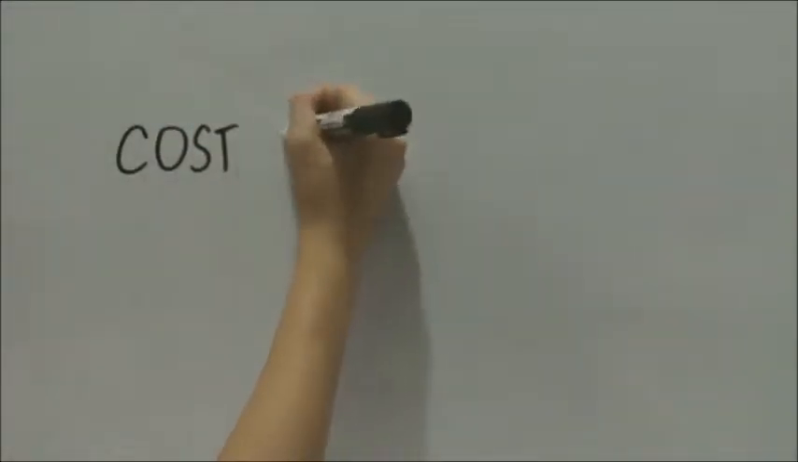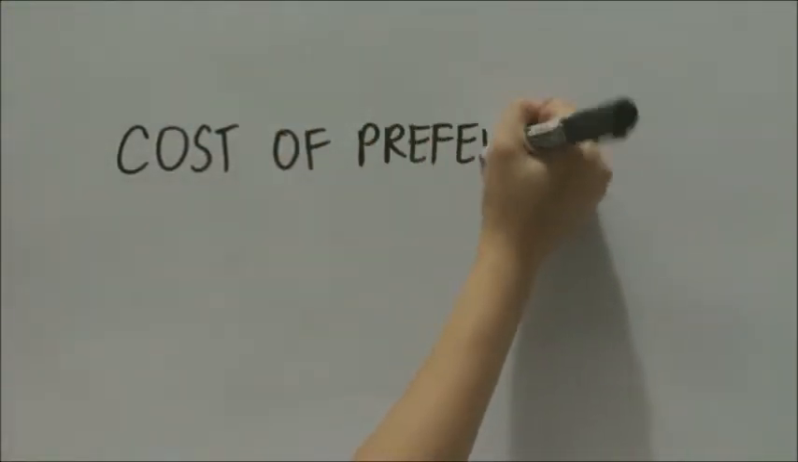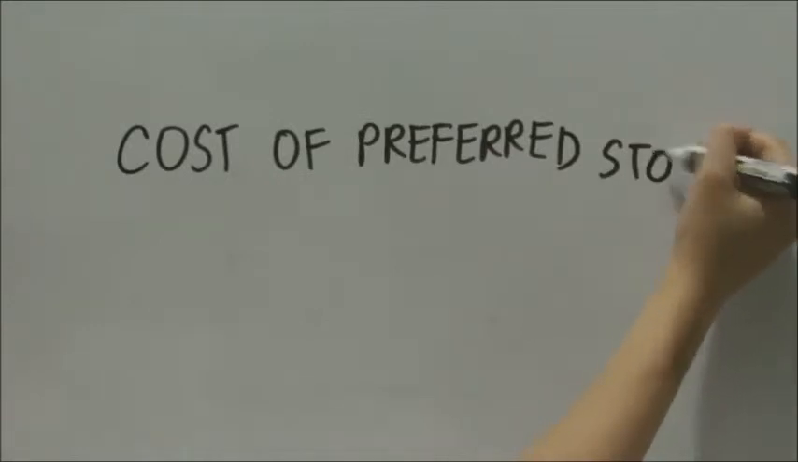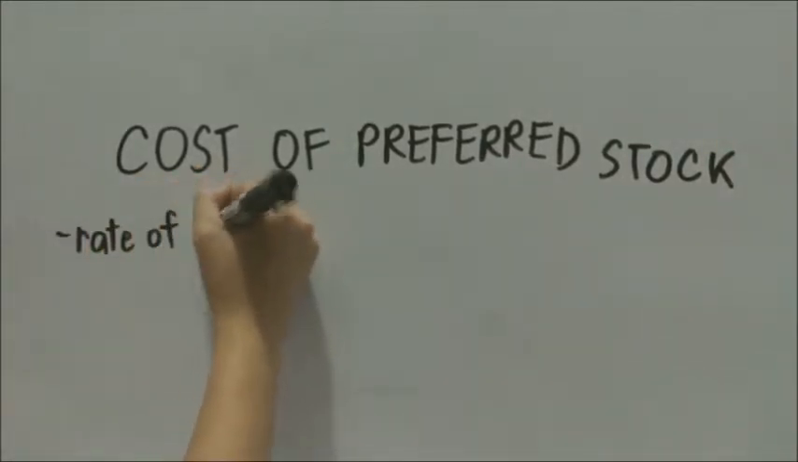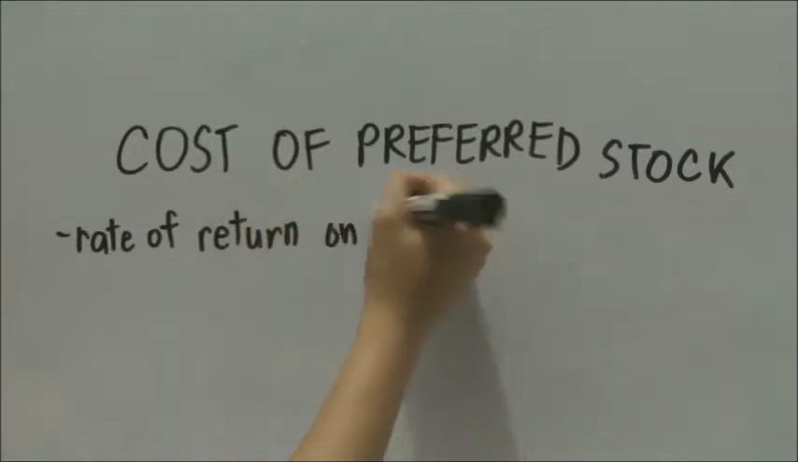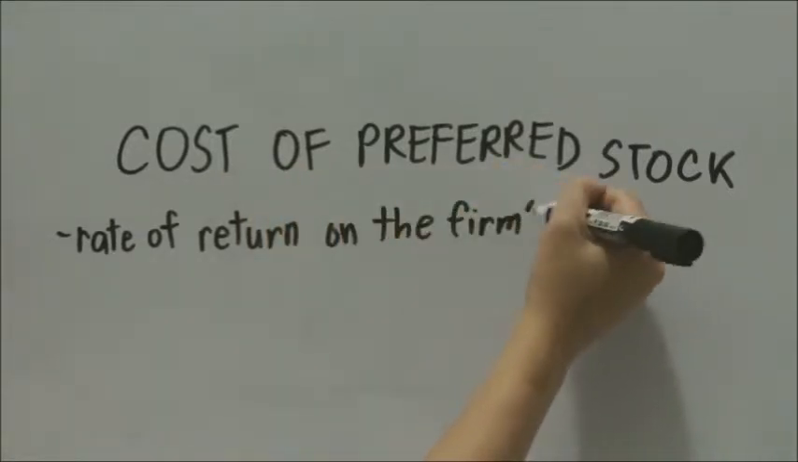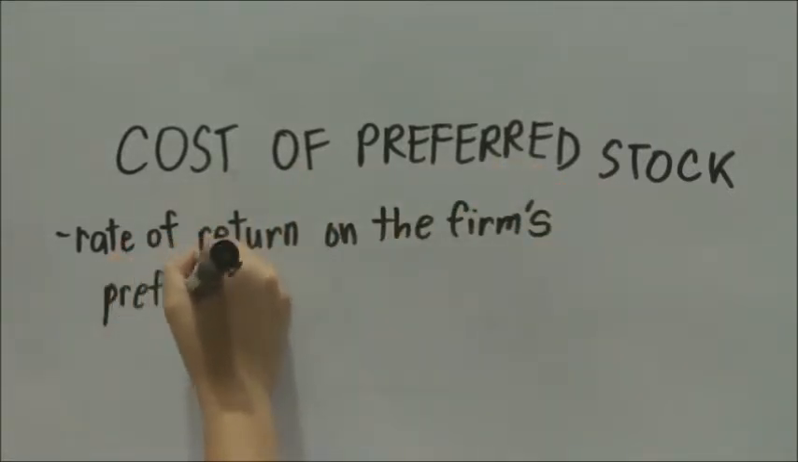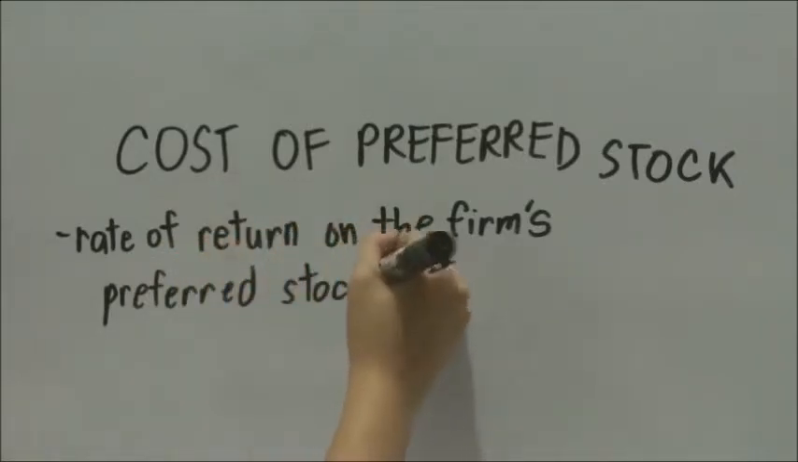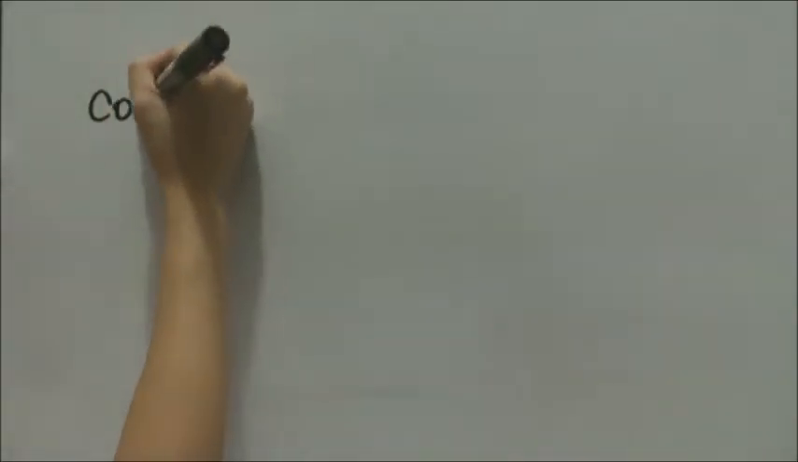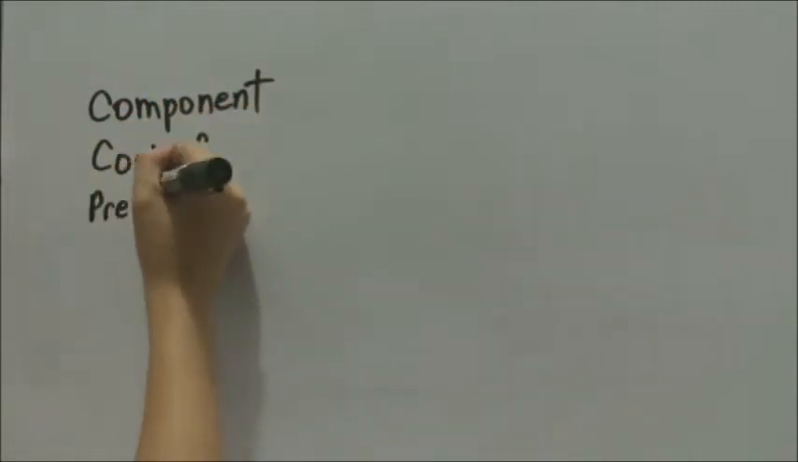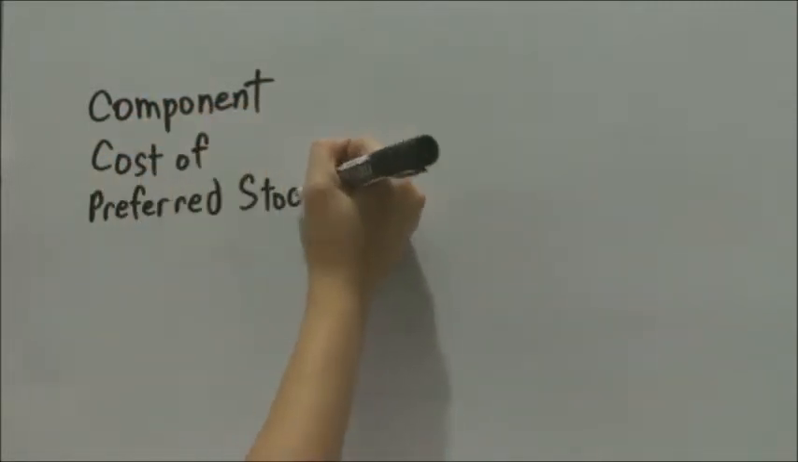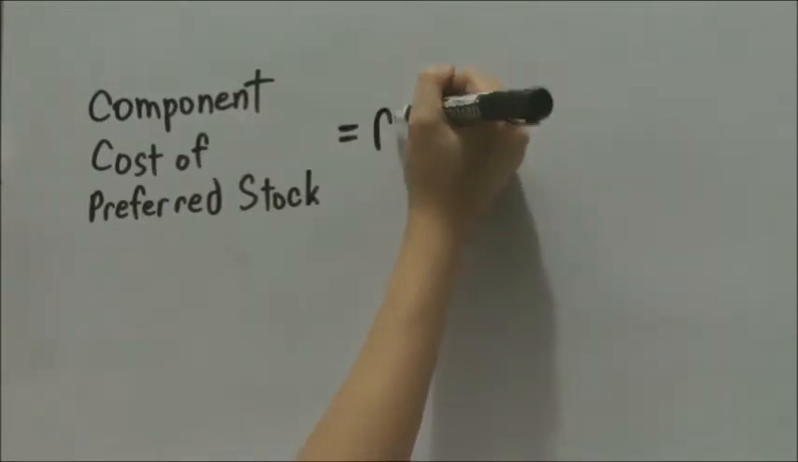We will now learn the cost of preferred stock, RP. It is the rate of return investors require on the firm's preferred stock. It is calculated as the preferred dividend, DP, divided by the current price, PP. This is the formula.